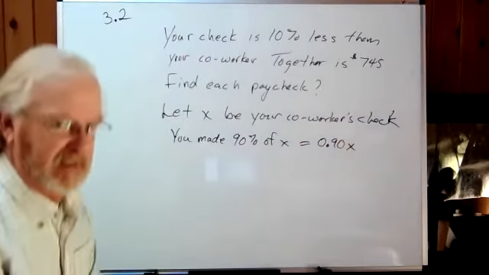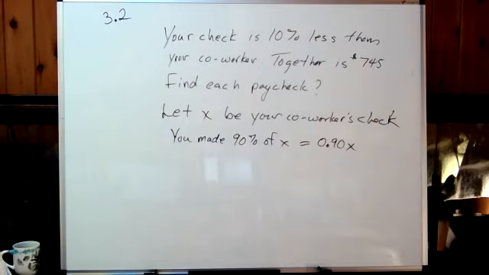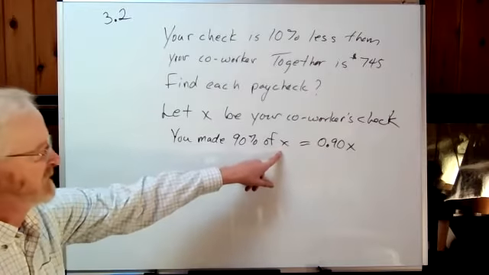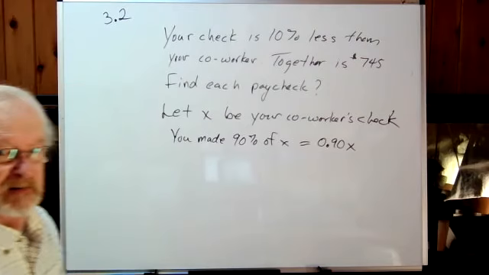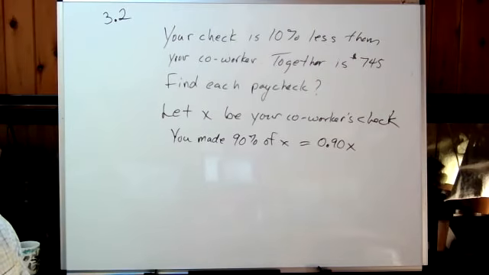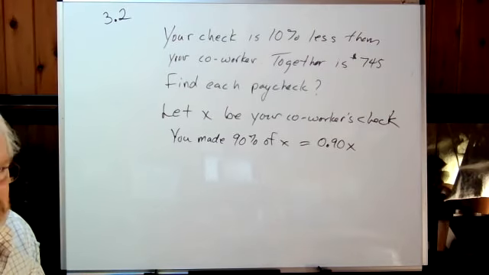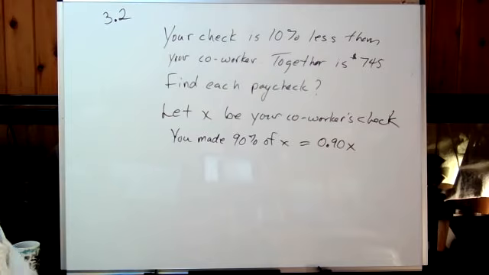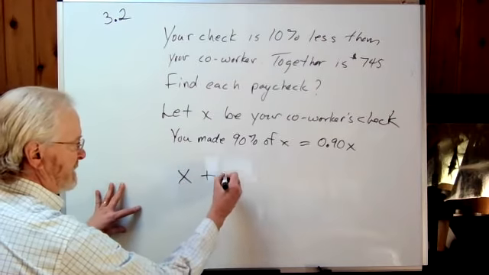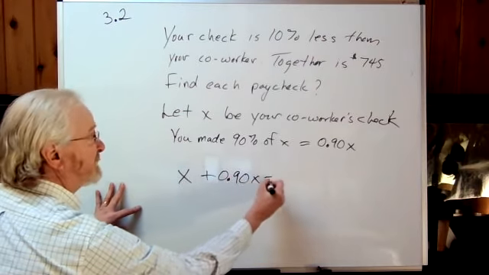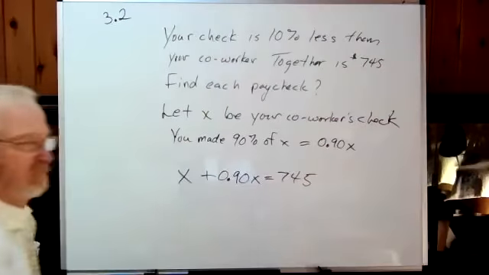Does that concept make sense right there? You made 90% of your coworker's. If you made 10% less, you made 90% of whatever that is. So I can write that now as 90% X or 0.9X. X minus 10% X is 90% X. Now it says together. So if I add mine in there, here's my coworker. If I add mine, that's supposed to add up to that total.